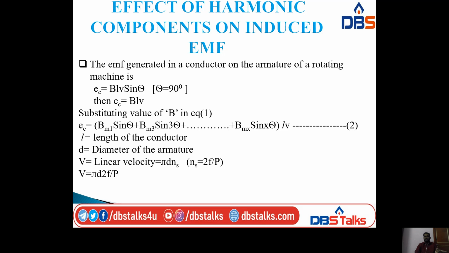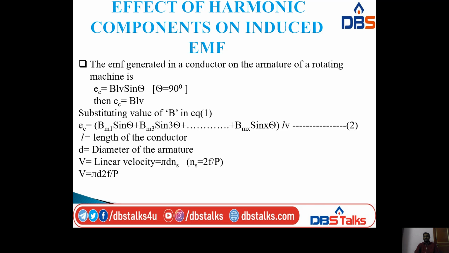That is, B is equal to Bm1 sine theta plus Bm3 sine 3 theta plus and so on plus Bmx sine x theta. Substituting that, EC is equal to Bm1 sine theta plus Bm3 sine 3 theta plus and so on plus Bmx sine x theta into LV. This is treated as the second equation. Here L is the length of the conductor, d is the diameter of the armature, and v is the linear velocity. The linear velocity formula is pi into d into Ns.